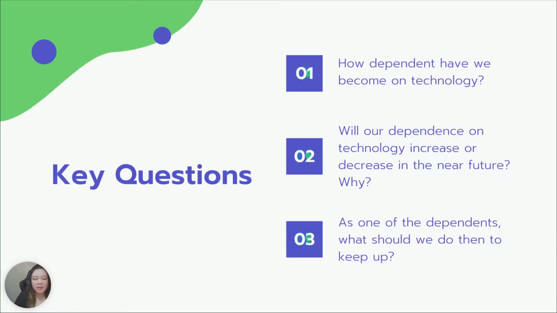So here are some key questions. Number 1, how dependent have we become on technology? Number 2, will our dependence on technology increase or decrease in the near future? And why? Number 3, as one of the dependents, what should we do then to keep up?